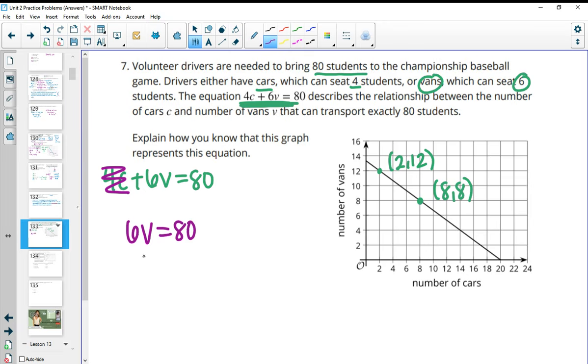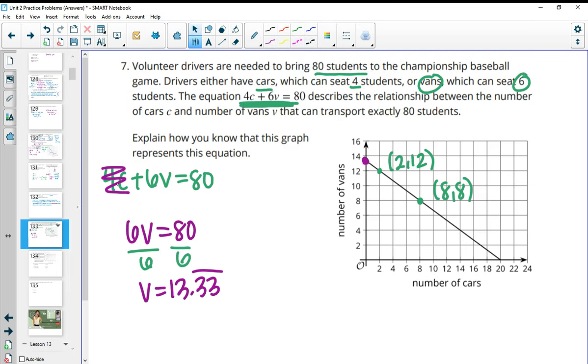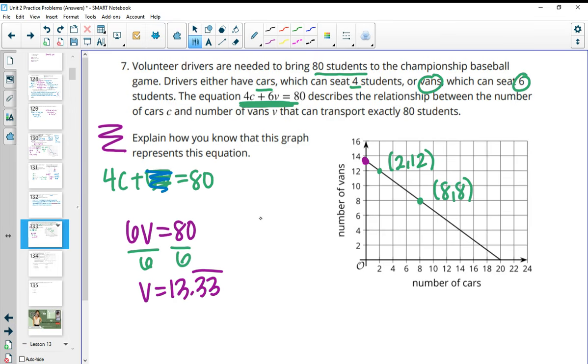So when we divide by 6 here, you get that the number of vans you would need is 13.33, which doesn't make sense in context because you can't have a third of a van, but we can see that it does cross here at 13.3. And then if we did the horizontal intercept, that would be where we don't have any vans and we only have cars. Okay, so no vans, only cars.